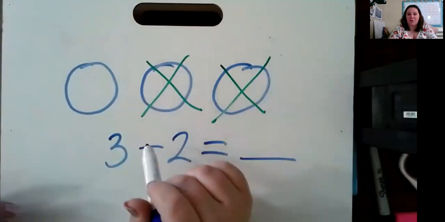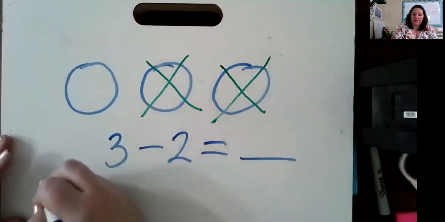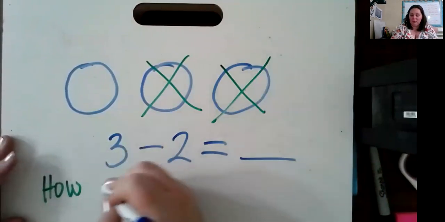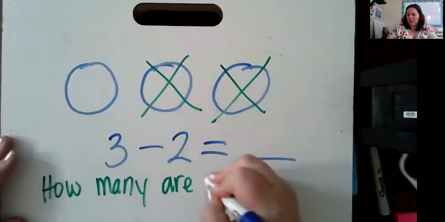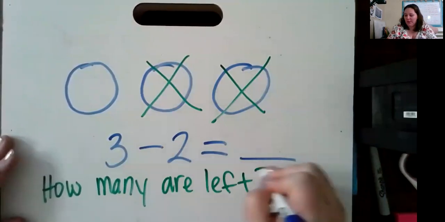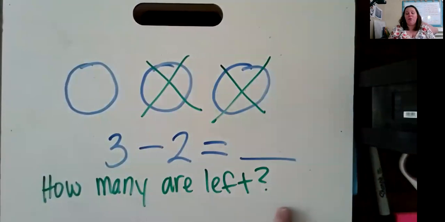And then for subtraction, you ask yourself, how many are left? That's gonna be one of your questions in a word problem that should make you go ding, ding, ding. I am going to be subtracting, okay? How many are left? How many are there now, okay? Those are clues that you are subtracting.